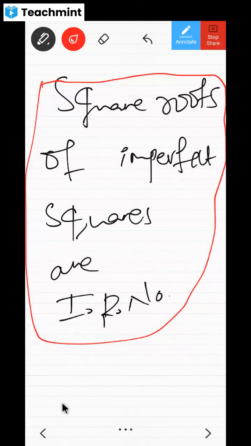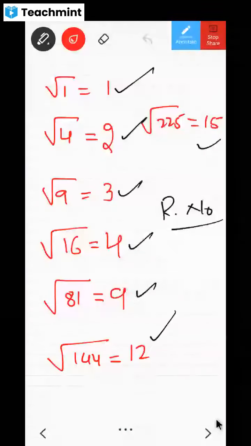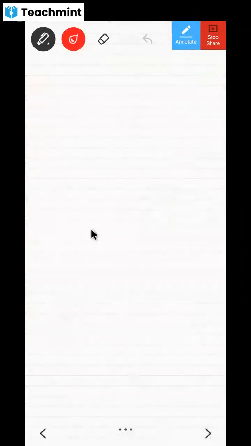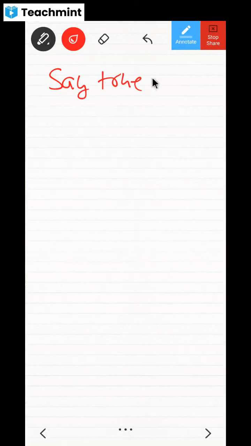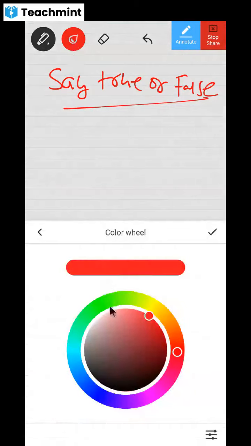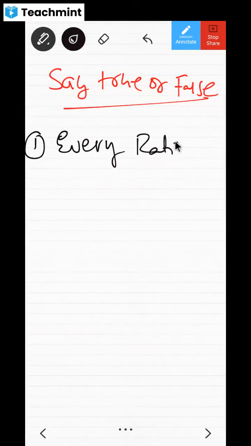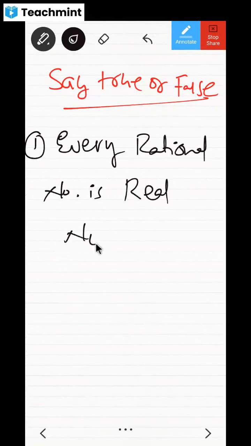So shall I move to the next section? Yes, sir. Now I will tell you, say true or false. You have to say true or false. Let me give you the first question. Every rational number is a real number. True or false? False, sir. No, it is true.